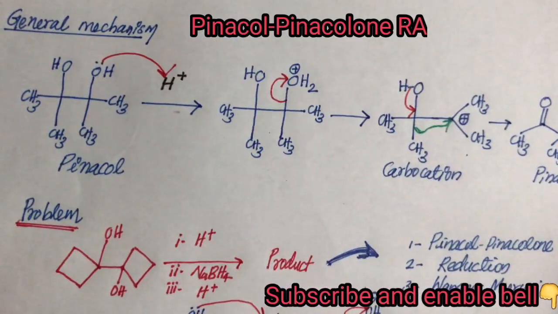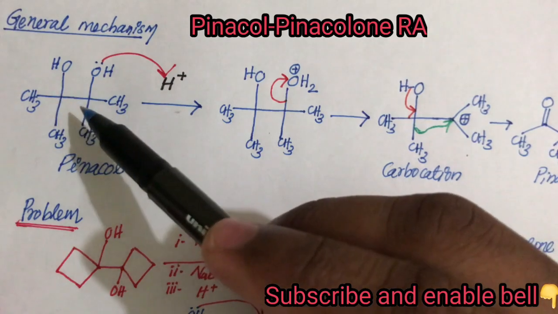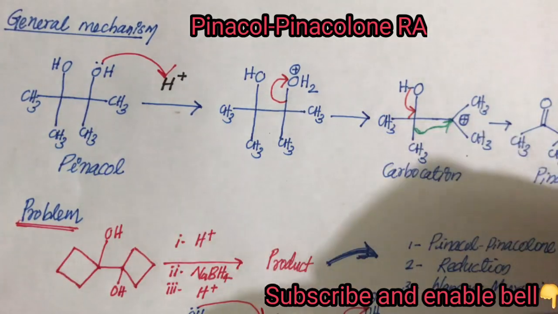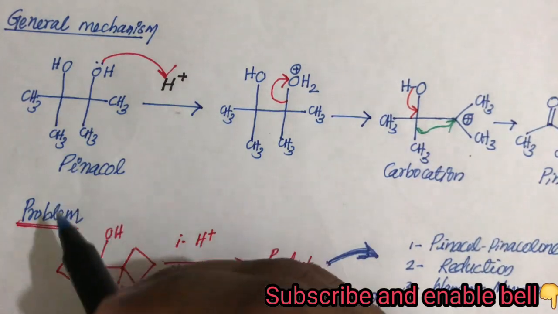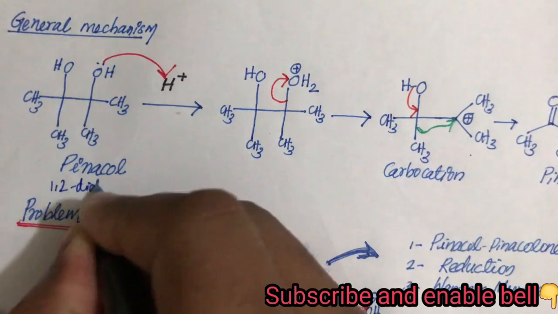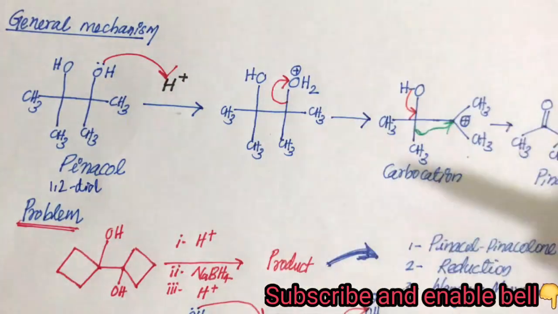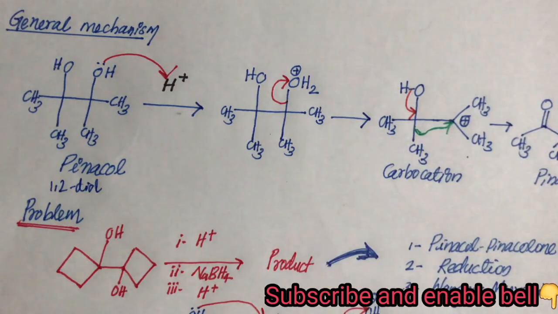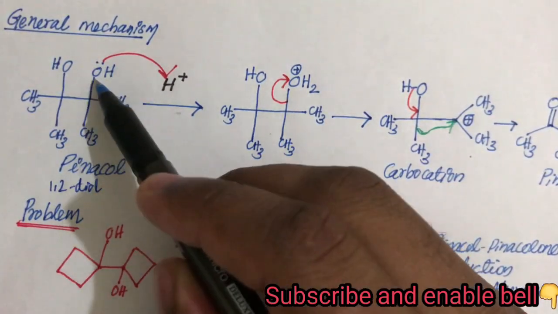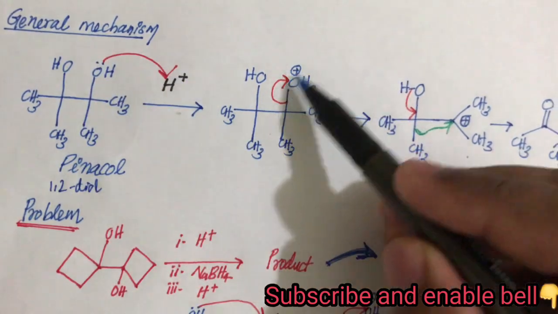Okay, what is the general mechanism? It is a simple mechanism. First of all, you have a 1,2-diol. That is the starting material for this reaction. And the key point to identify this reaction is that 1,2-diol. So you should have a 1,2-diol and an acidic condition. Okay, it can either be a mineral acid or Lewis acid. So first, protonation of one of the OH groups takes place. Okay, it gets protonated.